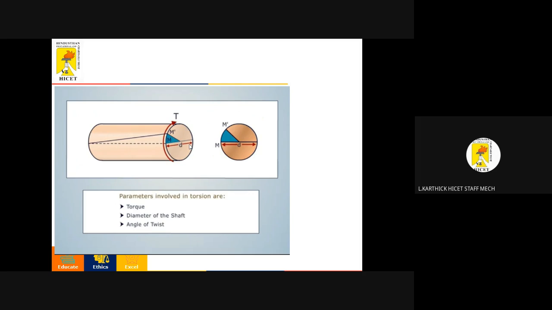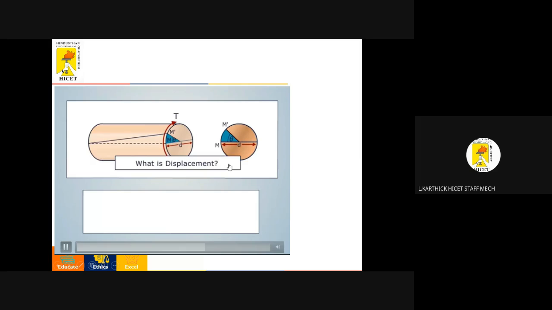How does it happen? Once we apply a torque, a force over it, the shaft tends to rotate, but one end of the shaft is fixed and the other end tries to move. So there will be a deviation or distortion of the shaft. Let us consider that M is the initial point. Once we start applying a load, it deviates or distortion happens, and the new point will be M dash. The angle between these two is the angle of twist. This angle theta is called the angle of twist.